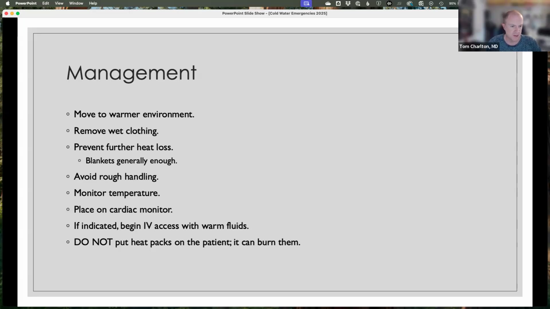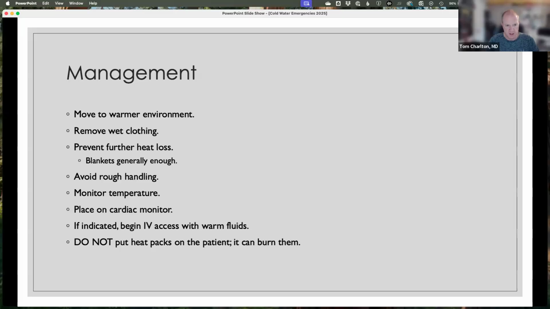We want to try and monitor their temperature. Obviously, in the field, we don't have a lot of those invasive monitoring devices such as rectal probes or Foley catheter probes or gastric probes. But we do want to try and get some sort of a temperature on them. Under the tongue is acceptable. I probably would not do any of the axillary temperatures, simply because that skin is vasoconstricted from the cold and is likely going to give us a falsely lower number than their actual core temperature.